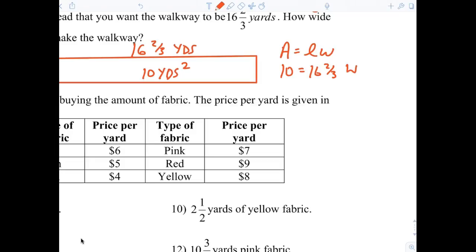He was correct. You divide. But he said it incorrectly because he said 16 2/3 divided by 10 rather than what? 10 divided by 16 and 2/3. Exactly. 10 divided by 16 2/3 is equal to the width.